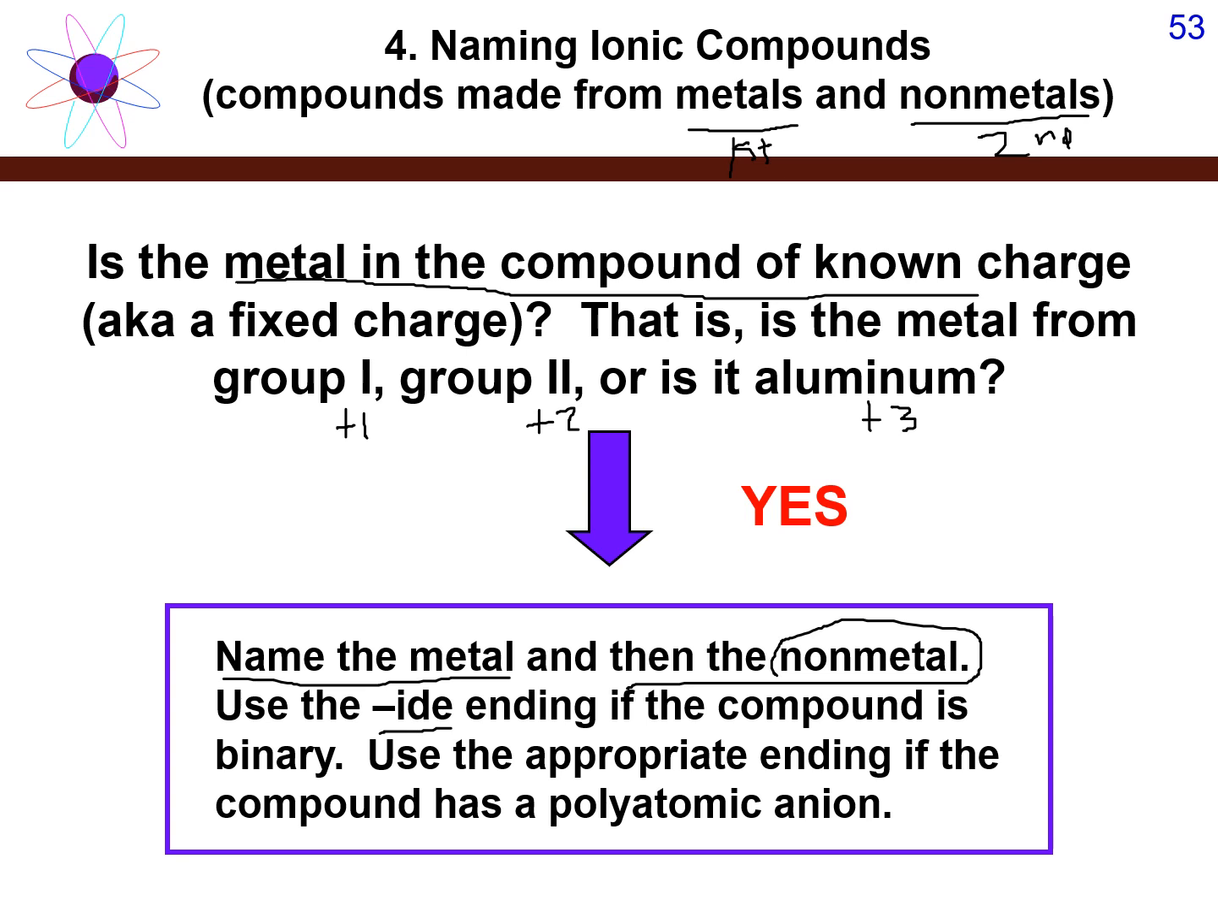So for ionic compounds, we don't use the Greek prefixes. Those are for molecular compounds. Here, if your compound contains a group 1 metal, or a group 2 metal, or aluminum, you're simply going to name the metal, and then name the nonmetal, and just make sure the nonmetal gets the IDE ending.